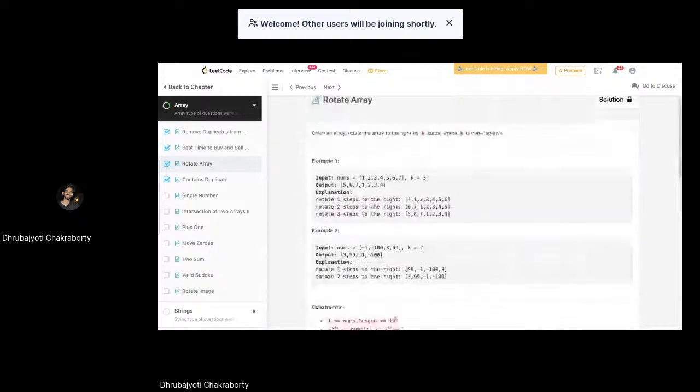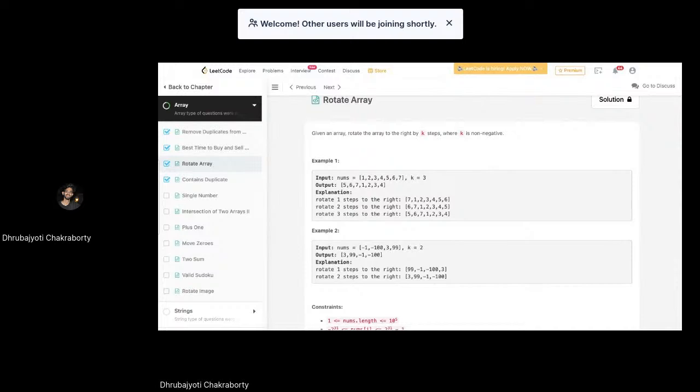So let's say I have an array of 1, 2, 3, 4, 5, 6, 7, and my count k is 3. So I have to rotate my array three positions. What the sliding window approach states is that I'll create multiple windows like this. Say 1 and 2 is a window, 1, 2, 3 is a window, 1, 2, 3, 4 is a window. And this window depends upon the size of the k that we take.